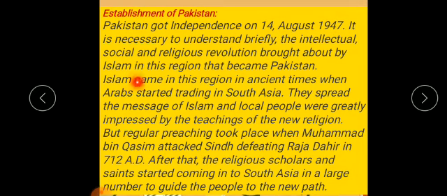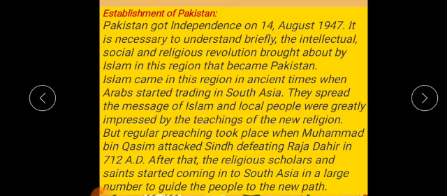Islam came to this region in ancient times when Arabs started trading in South Asia. Ancient India is known as Hindu India. So first of all, Muslims came, and why did they come? They came through trade, or for trading. They made social and commercial contacts with the people of South Asia. So it was the starting of Muslims coming here in the subcontinent or United India. They spread the message of Islam, and the local people were greatly impressed by the teachings of the new religion.